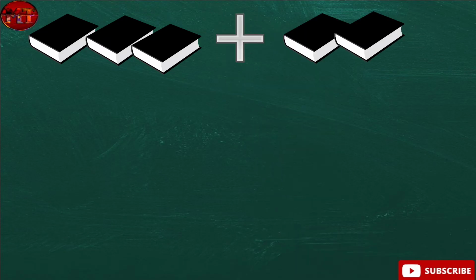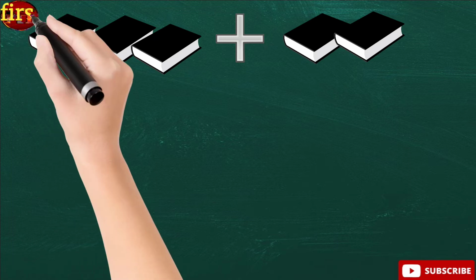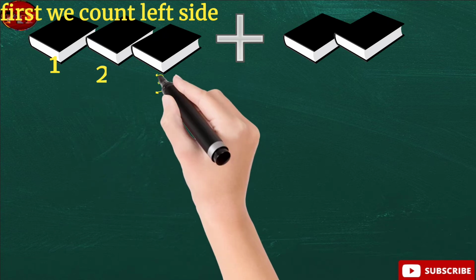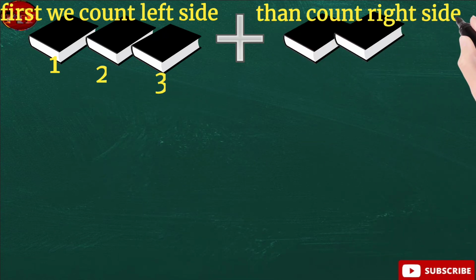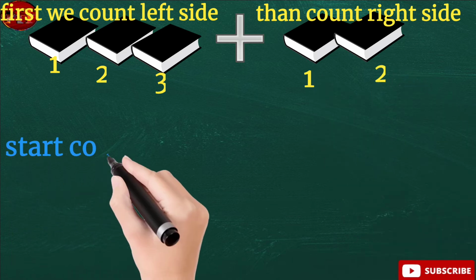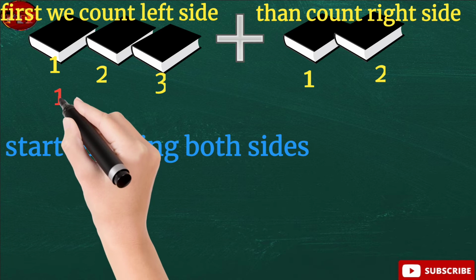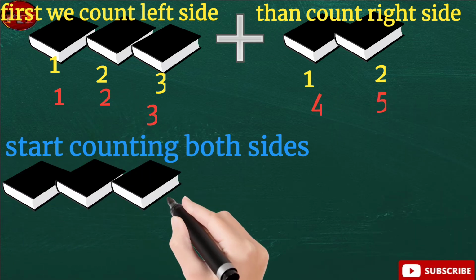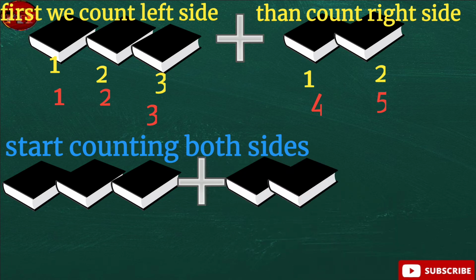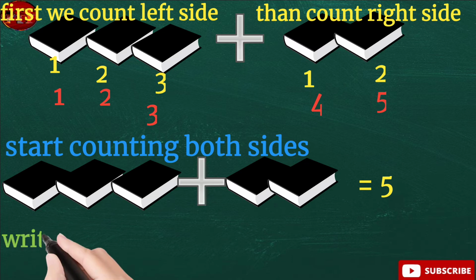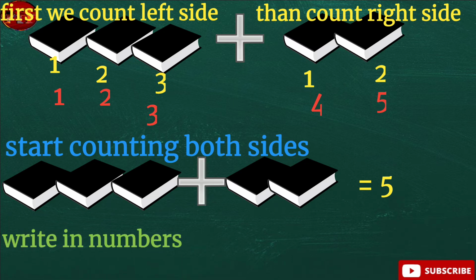3 books plus 2 books. First we count left side: 1, 2, 3. Then count right side: 1, 2. Start counting both sides: 1, 2, 3, 4, 5. So, 3 books plus 2 books is equal to 5 books. Write in number like this: 3 plus 2 equal to 5.